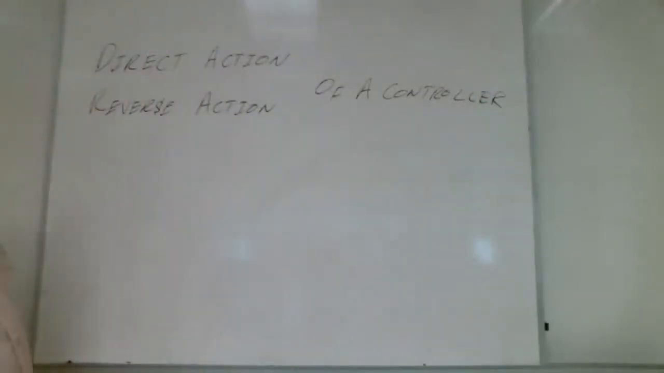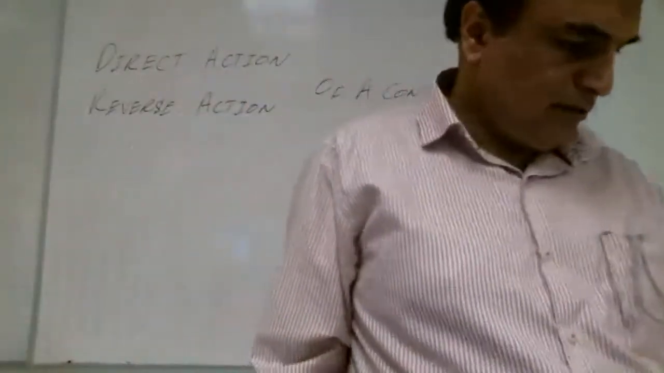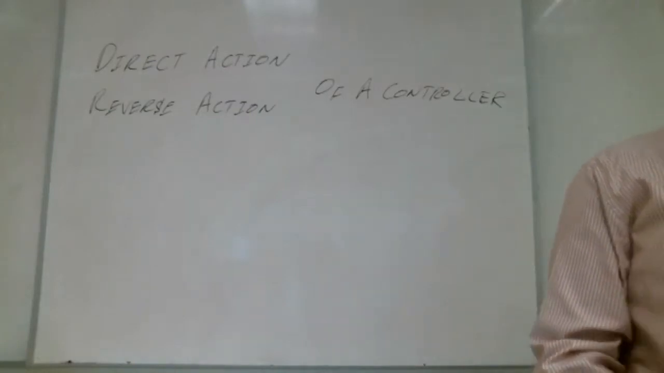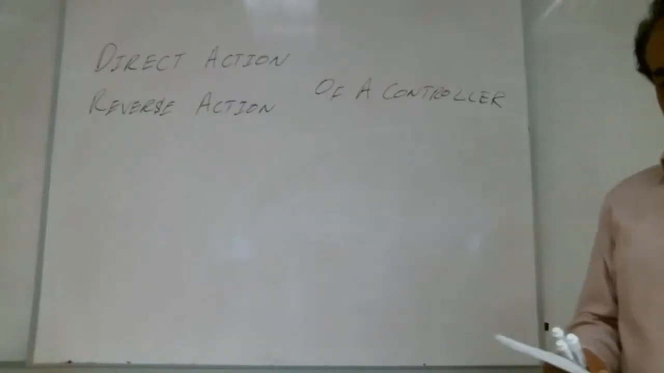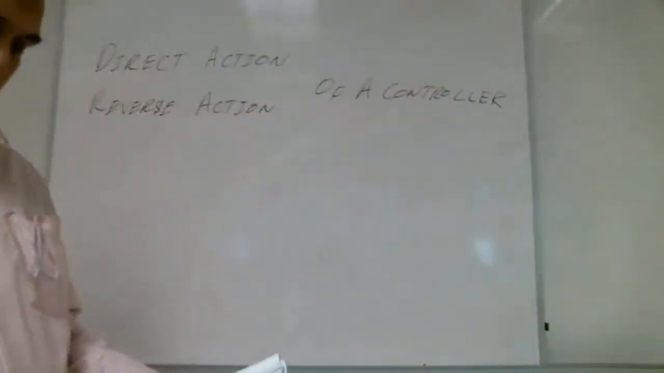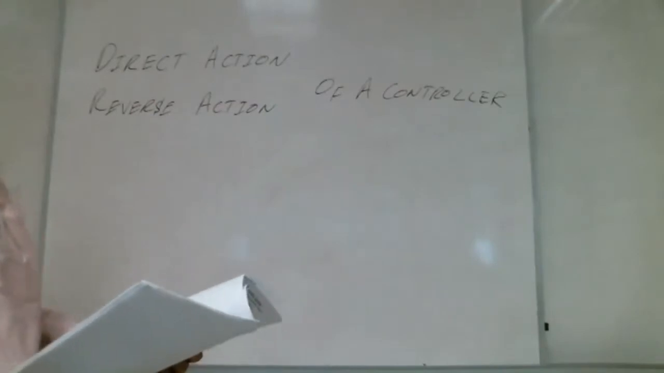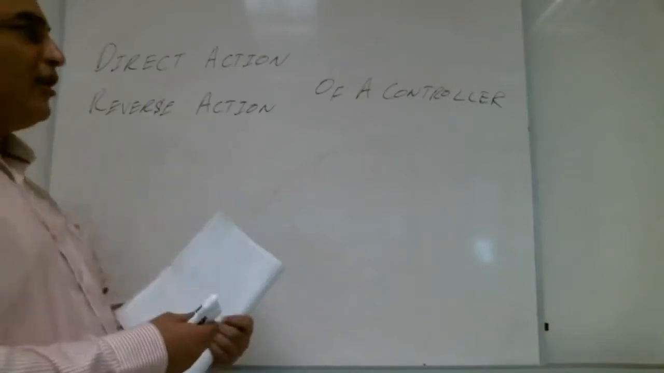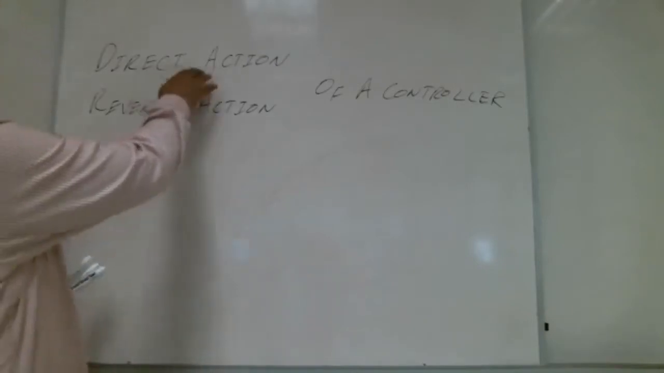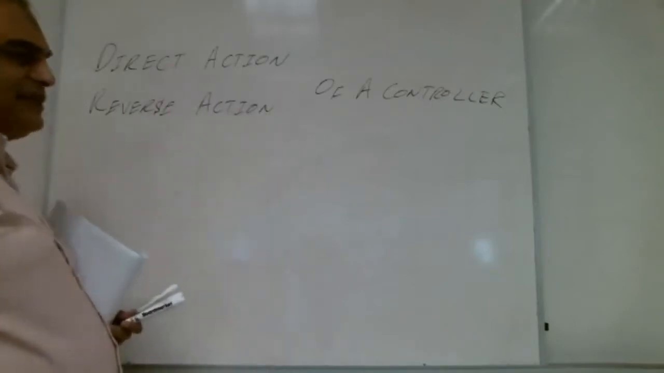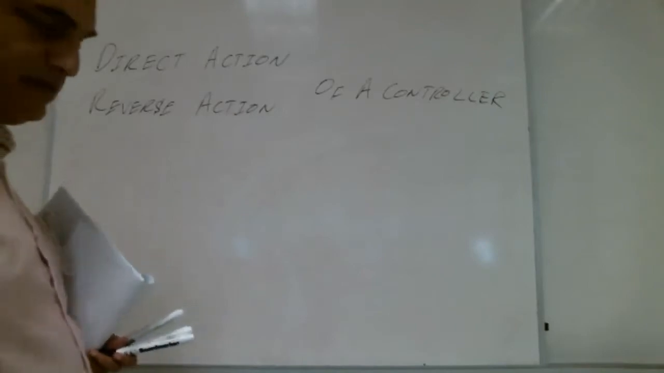We have said so many times about direct action and reverse action of a controller, right? You guys remember? So many times we say direct action controller, reverse action controller. E equals SP minus PV. So what is that reverse action and direct action? Error. SP minus PV. That is the outcome. So we can say for the direct action, the error is PV minus SP, and for the reverse action, the error is SP minus PV, right?